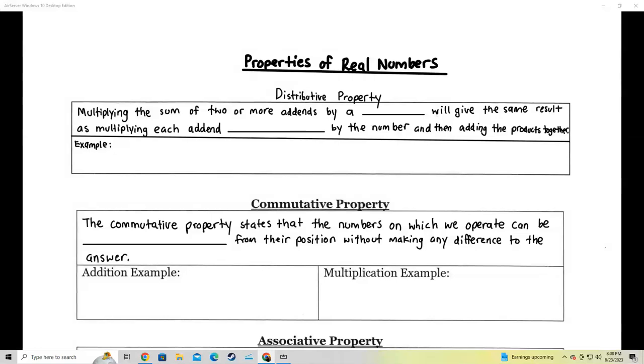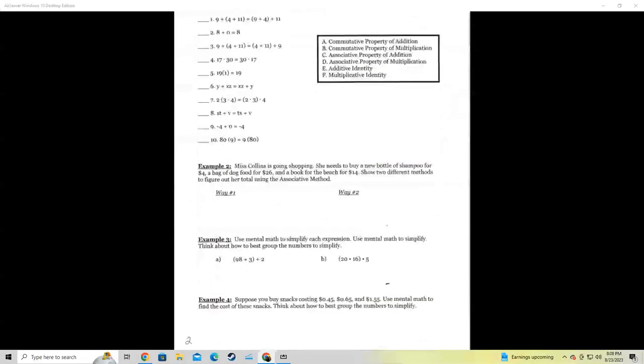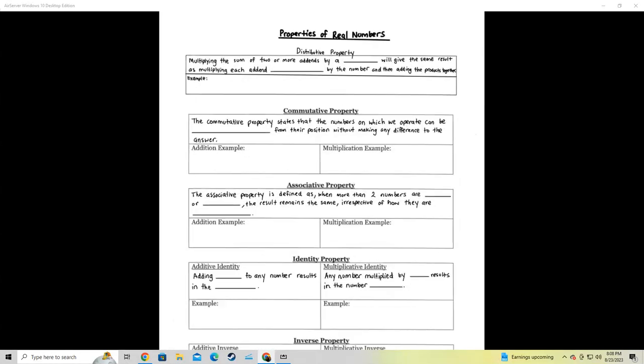Okay, this is going to be the second set of notes from Unit 0. It's properties of real numbers. We're going to go over quite a few properties. Again, if you can, go ahead and print out these notes so that you can follow along with me. It's double-sided. If you can't print them out, you're going to have to write them all out.